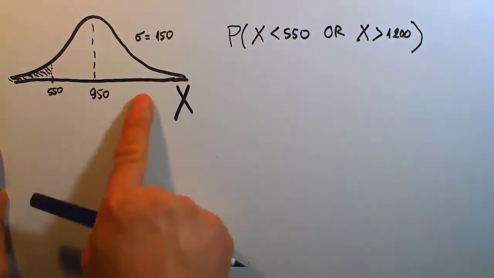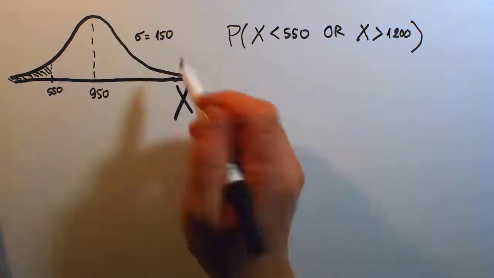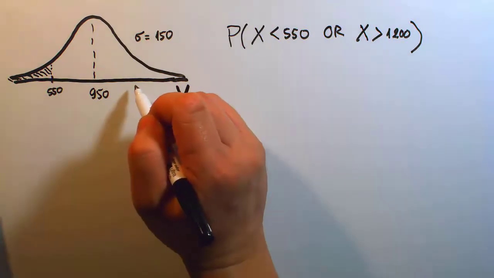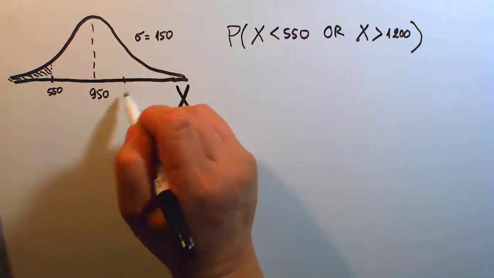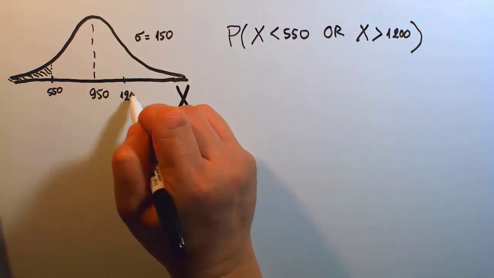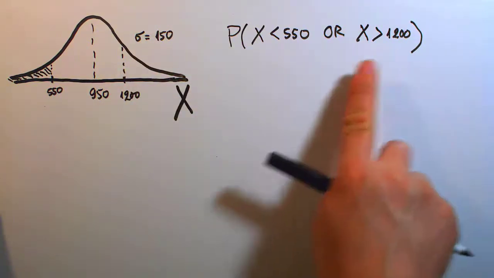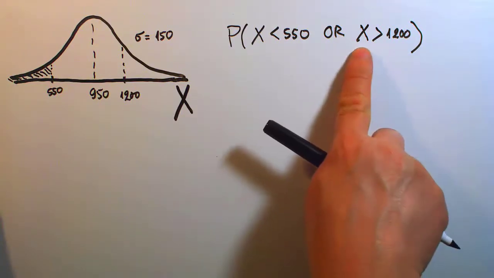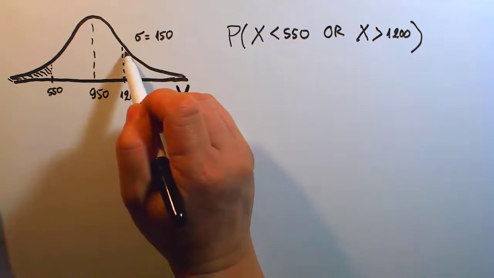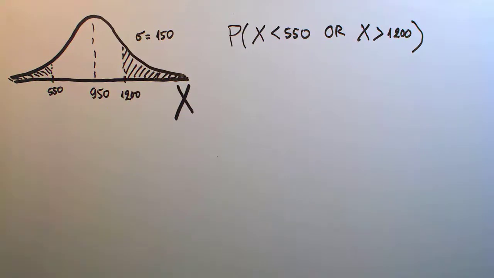So 1200 is a different value on our horizontal axis here for the x values, but stays somewhere to the right hand side of the mean. So 1200 is somewhere here, and the requirement says we want to look for additionally, aside from x less than 550, the x greater than 1200. So there we produce a different area here, but disconnected from the other area.